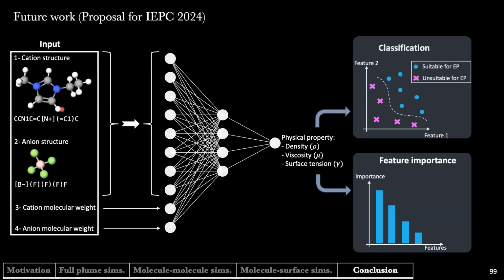So the input would be the SMILES representation of the ionic liquids plus the cation molecular weight and the anion molecular weight. And then we can feed this into a neural network. And then the neural network can predict some physical properties of these ionic liquids, such as the density, the viscosity, and the surface tension. And then I'm also planning to do a classification to classify, based on structural features, the ionic liquids that are suitable or not suitable for electric propulsion. And then we can also do a feature importance based on the structural features.